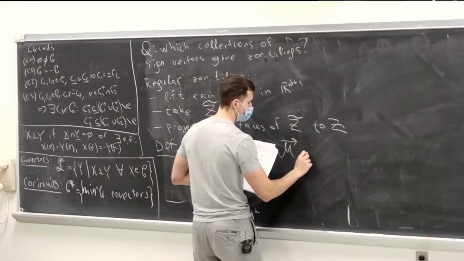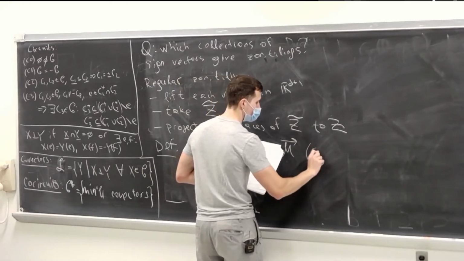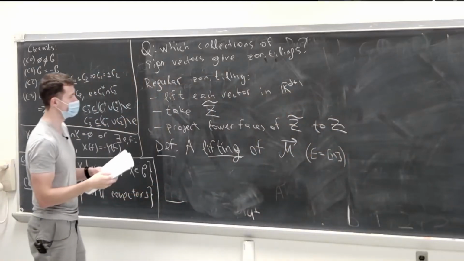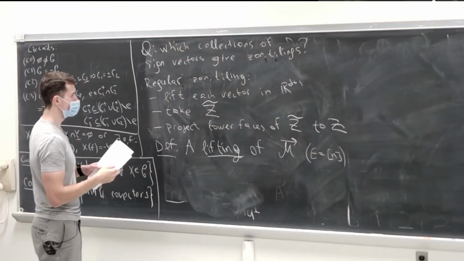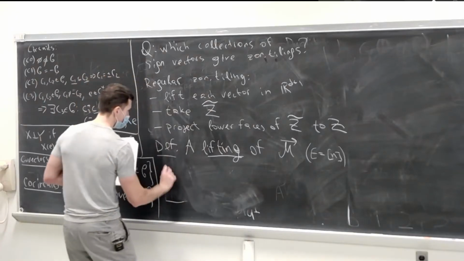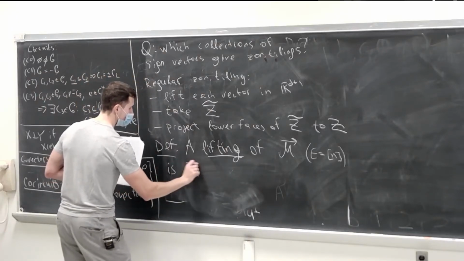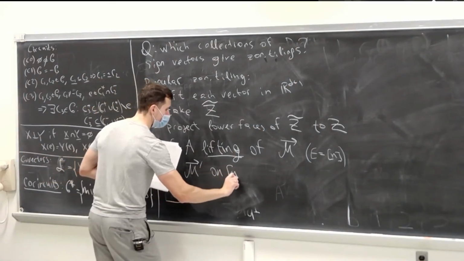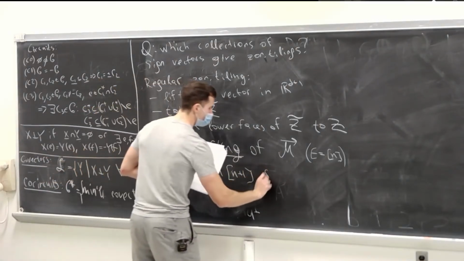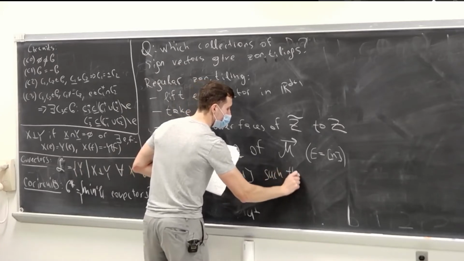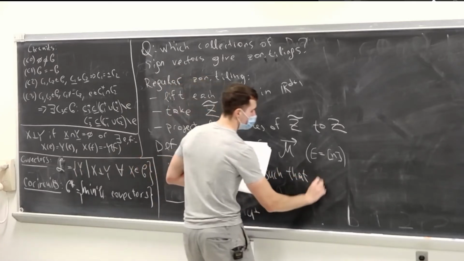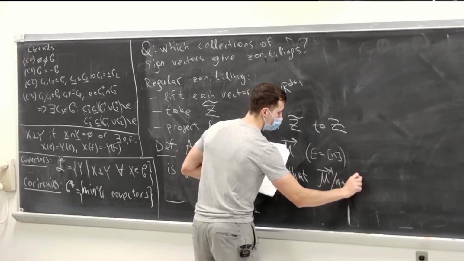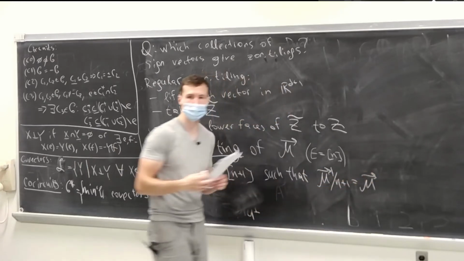Let's assume that the ground set is just equal to bracket n, because that happens in our examples. The lifting of this oriented matroid is an oriented matroid M prime on ground set bracket n plus 1, such that if I contract n plus 1, I get my original oriented matroid.